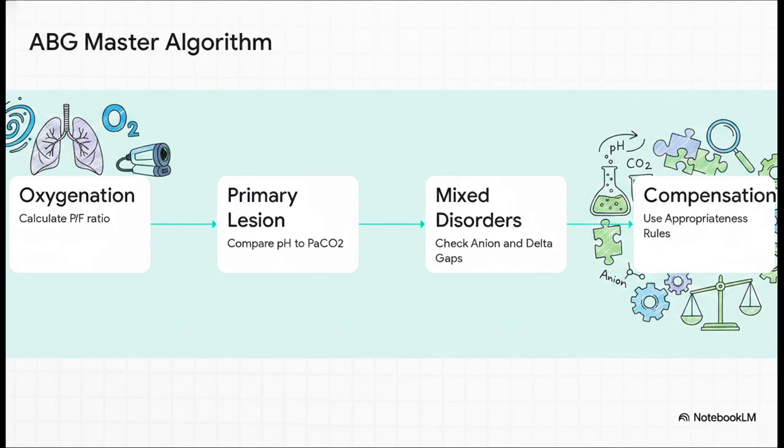First up, you assess oxygenation, usually by looking at the P/F ratio. Second, you identify the primary disorder by comparing pH directly to CO2. Third, we hunt for hidden mixed lesions using anion and delta gaps. And finally, step 4, we calculate if the physiological compensation is actually appropriate. Fix these specific methods in your brain, and you will literally never miss a step in your interpretation.